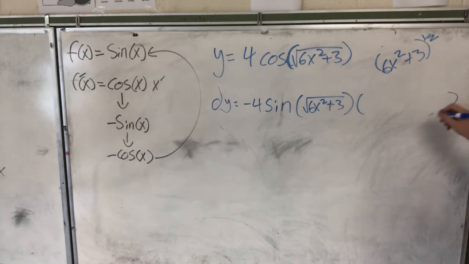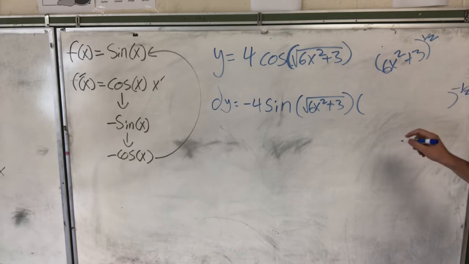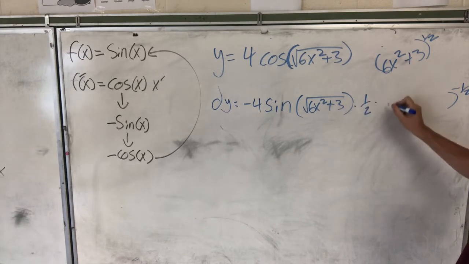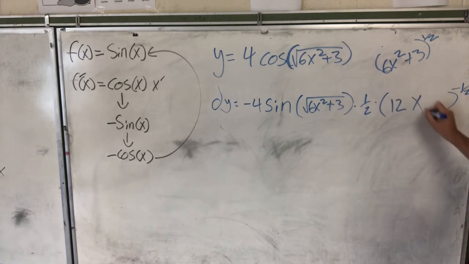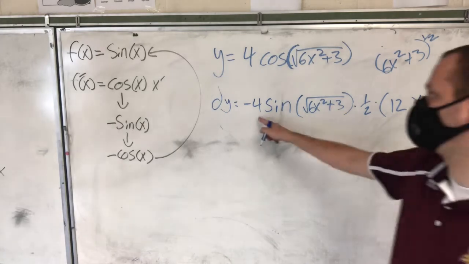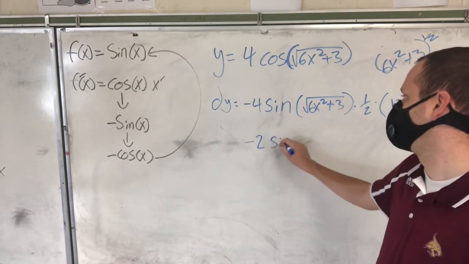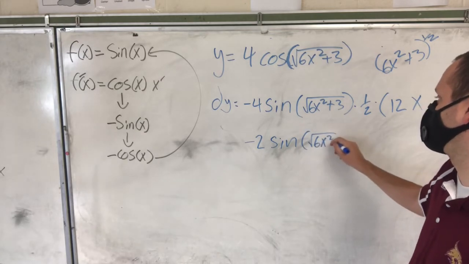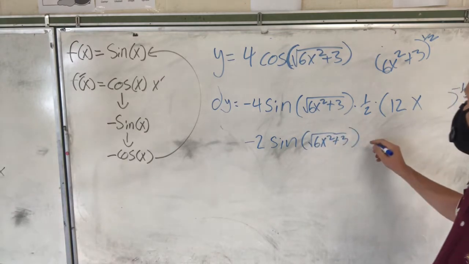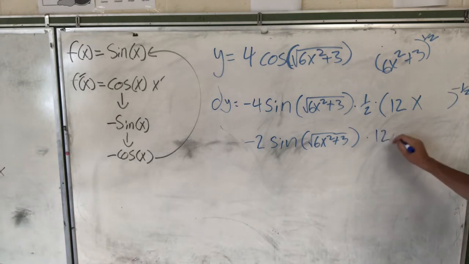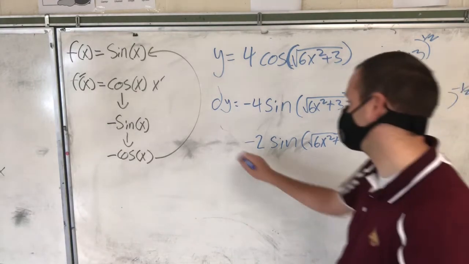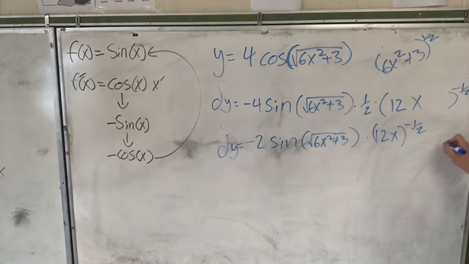So when I take the derivative there, that's going to give me negative 1/2. I'm going to get a 1/2 in front, and 12x. I can simplify that a little bit. That gives me negative 2 sine of the square root of 6x squared plus 3 times 12x to the negative 1/2 power. Okay? dy dx.